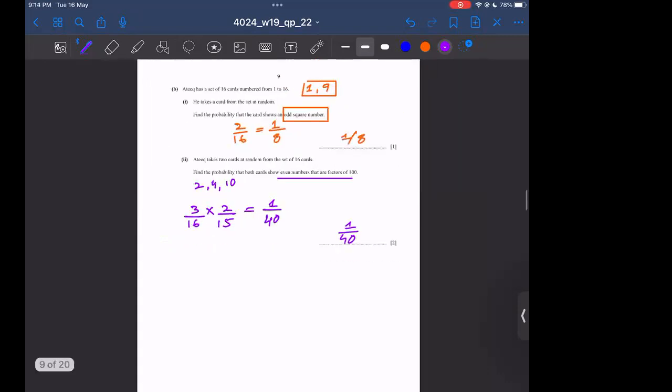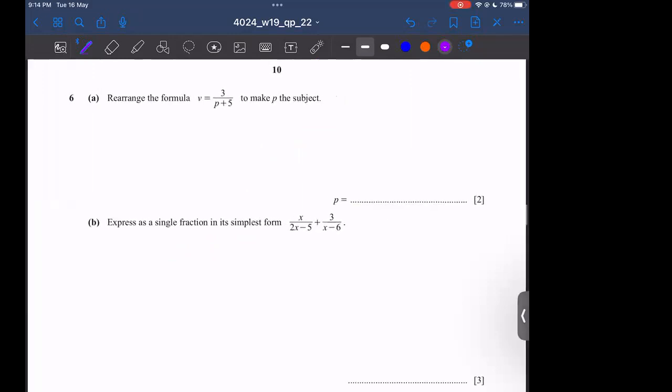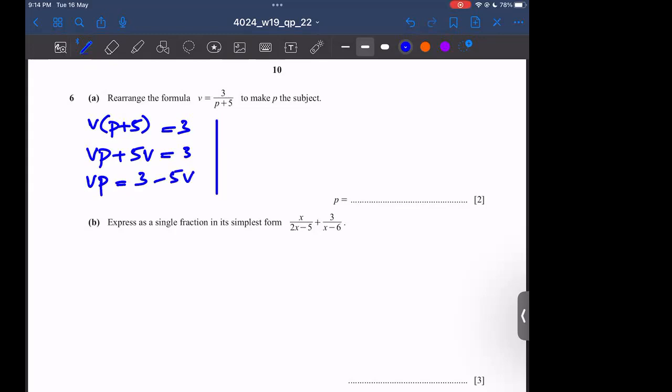Okay, so these are the questions from question number 5. Question number 6 is: rearrange the formula to make P the subject. V times P plus 5 is equal to 3. So we got VP here, we have 5V here, so we have 3 minus 5V here. So the value of P as the subject is 3 minus 5V upon V here. This is going to be P as the subject.